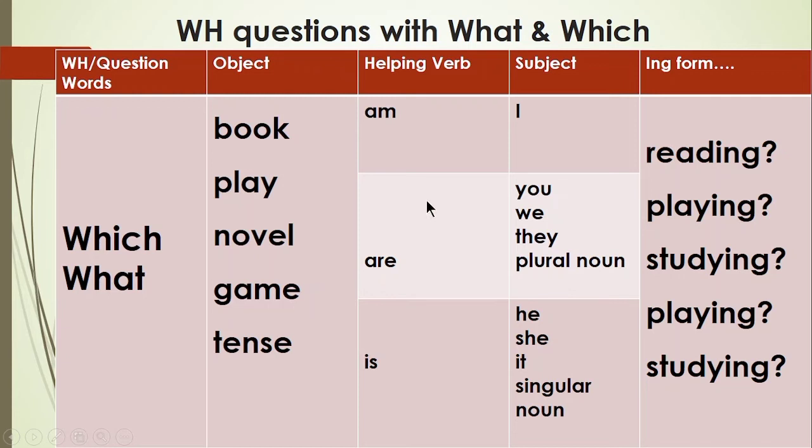Now what's the difference? The difference is that when we have limited choice, we prefer which, but when we talk generally, we use what. For example, there are thousands of books and we say, what book are you reading? I don't know about the books, so I generally say, what book are you studying? But if there are four or five books on the table, and I say, which book are you studying? Then the choice is limited.